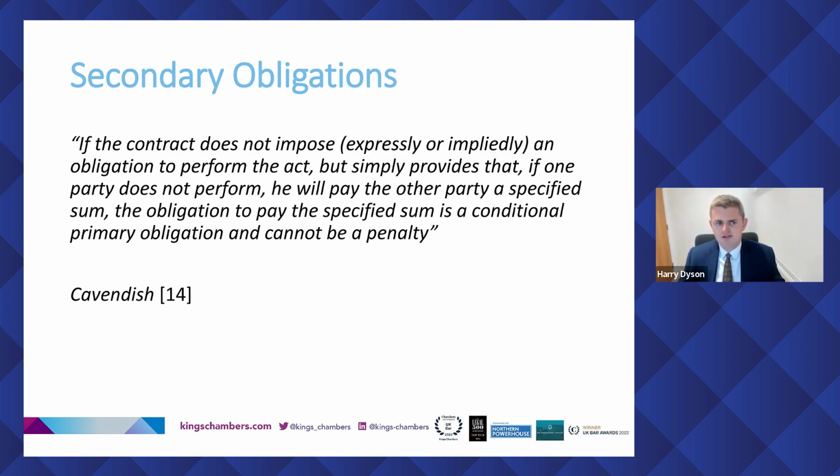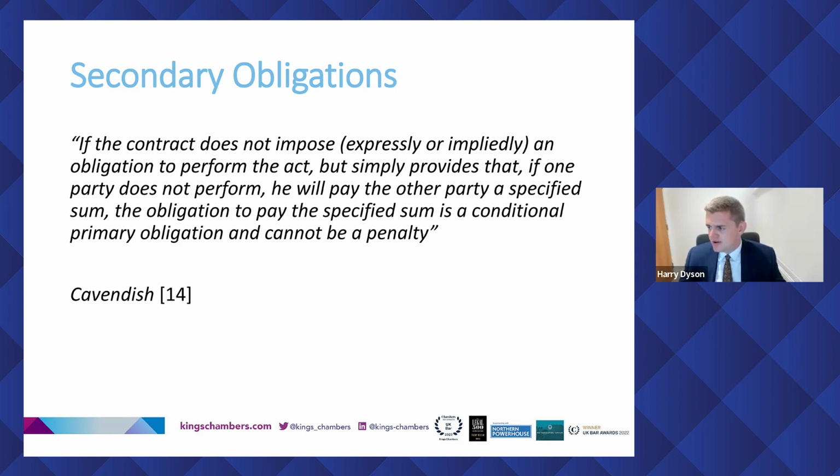Well, helpfully, again, the judgment defines this. If the contract does not impose expressly or impliedly an obligation to perform the act, it simply provides that if one party does not perform, he will pay the party a specified sum. The obligation to pay the specified sum is a conditional primary obligation and cannot be a penalty. That is a bit of a mouthful, as you've probably heard me butcher it there.